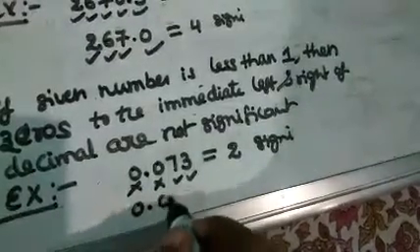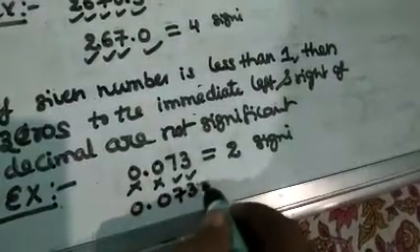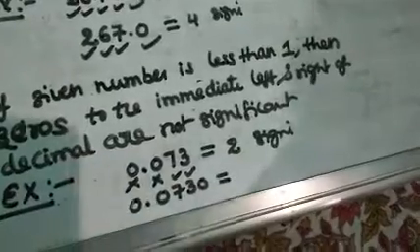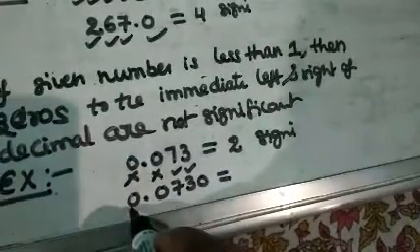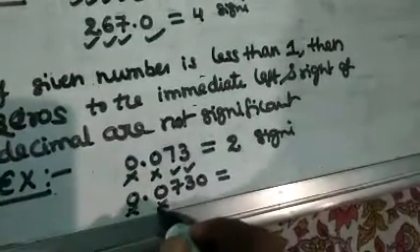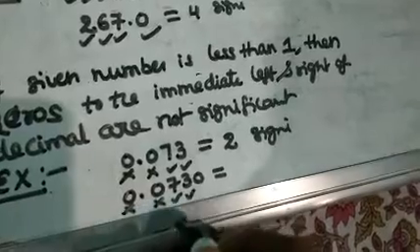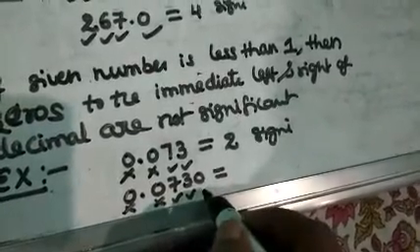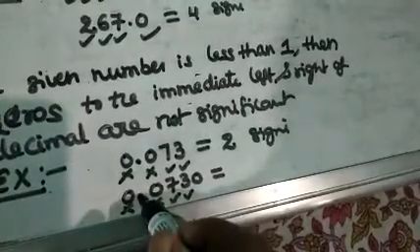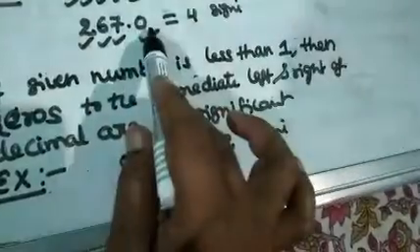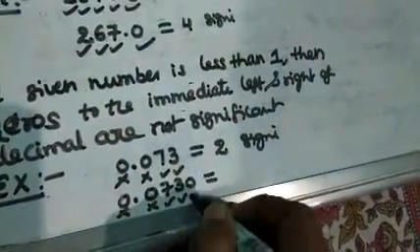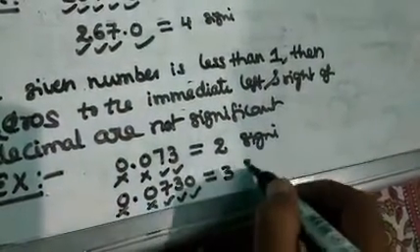Suppose 0.0730. Tell me anyone, how many significant figures are there? This 0 not countable, this 0 not countable, 7 countable, 3 countable. What about this 0? It is having decimal na? If decimal is there, सबसे last वाला 0 countable. So 3 significant figures.